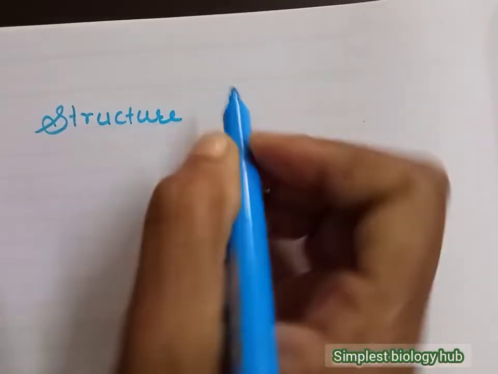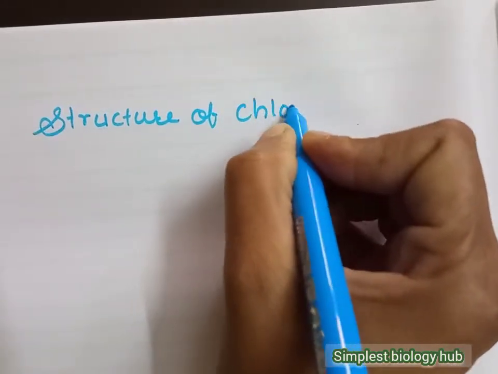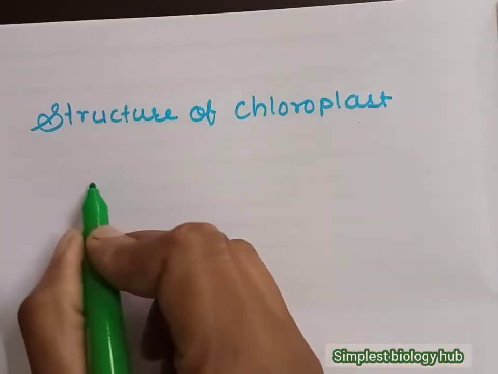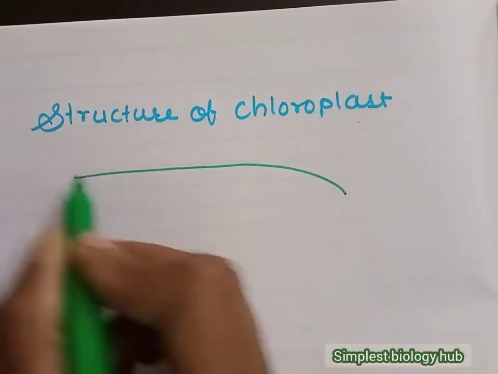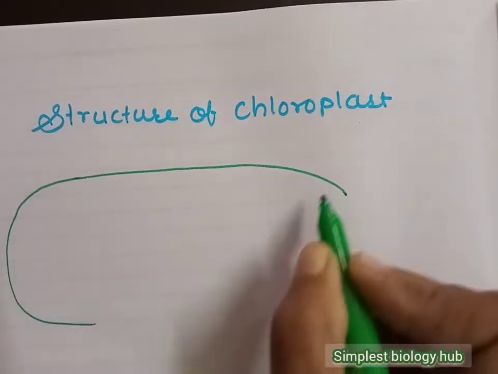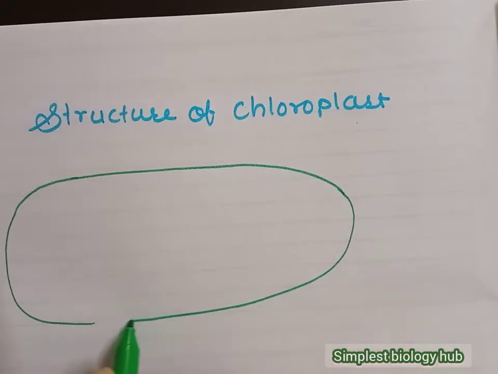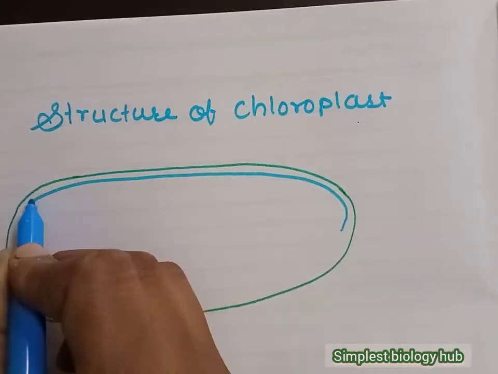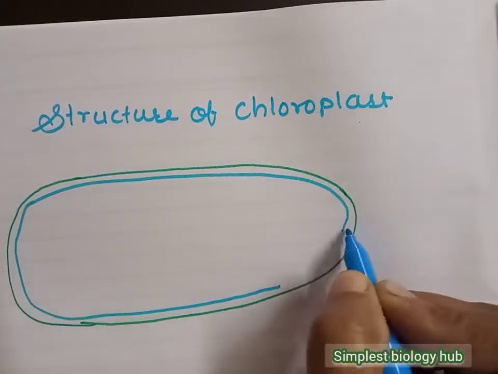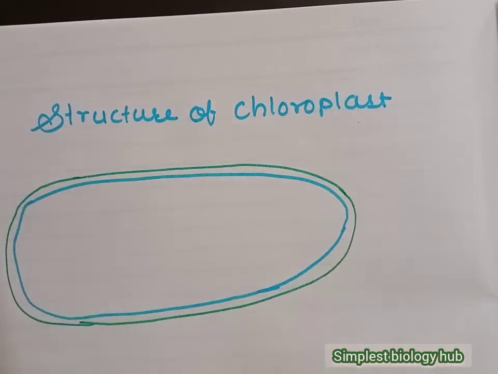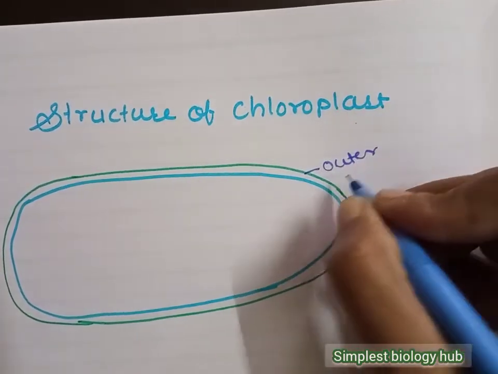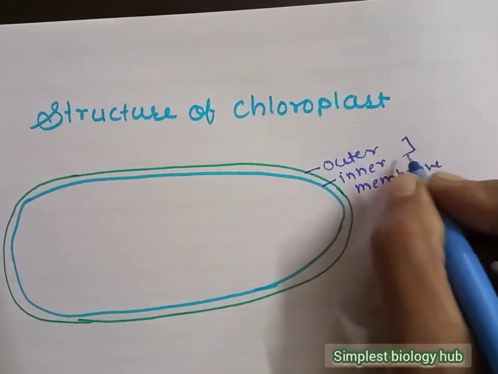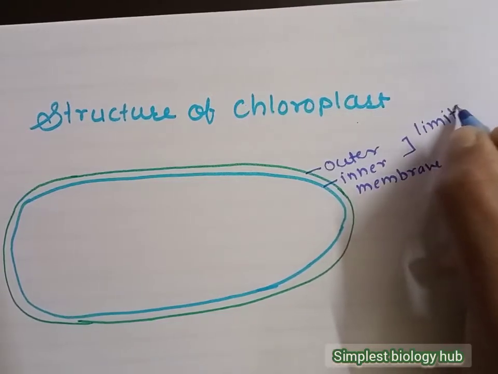Now we see the typical structure of the chloroplast which is found in higher plants. In higher plants it is found in an oval and discoidal shape. Here we draw the structure of the chloroplast. It is generally green in color and it is a double membranous structure like a mitochondria. Mitochondria is also a double membranous structure. This is the outer membrane and this is the inner membrane, and both membranes we collectively call the limiting membrane.